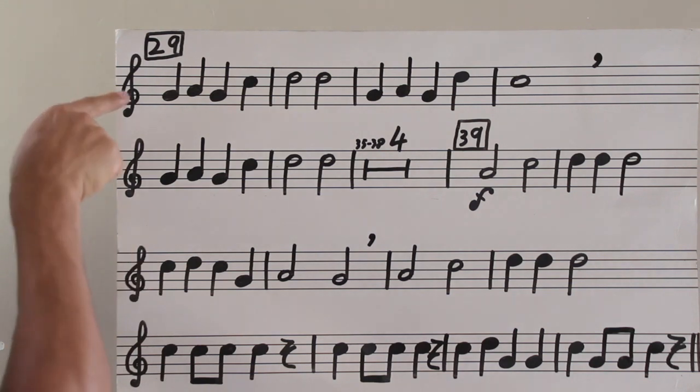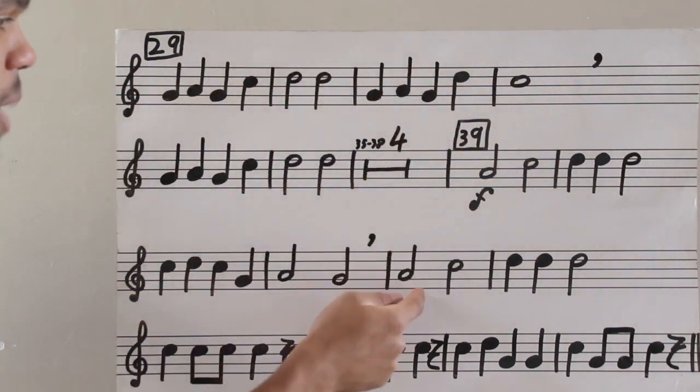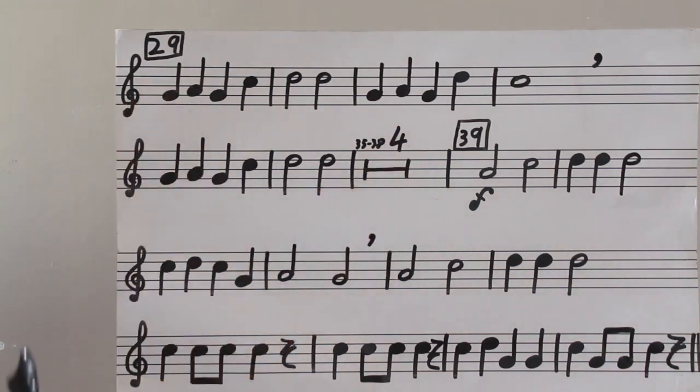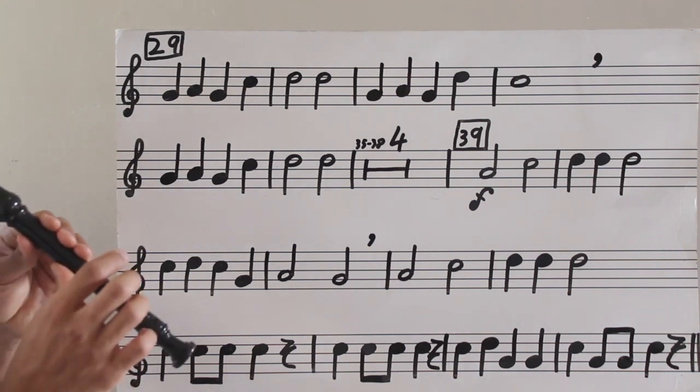All right, let's see if we can go from bar 29 all the way up until this breath mark over here. So remember, we're gonna count those 4 beats. Let's go from the beginning. 1, 2, 3, go.